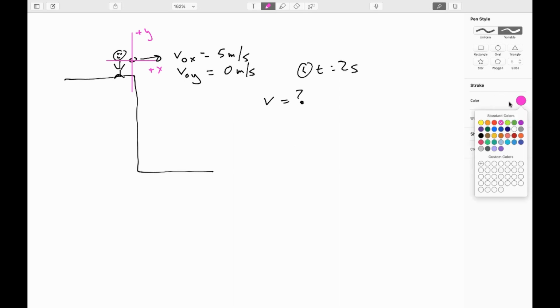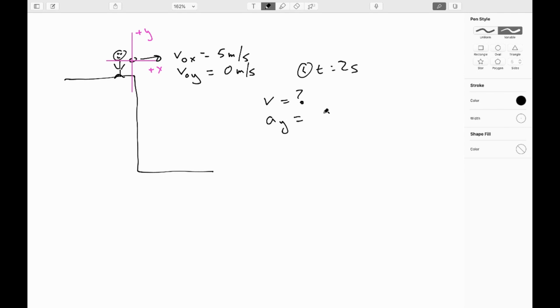With that choice of coordinates, now we can write what a sub y is. Since this is going to be under free fall, the magnitude of the acceleration will be 9.8 meters per second squared. And since it's going down, that will be in the negative y direction. So we'll pick up a minus sign there.